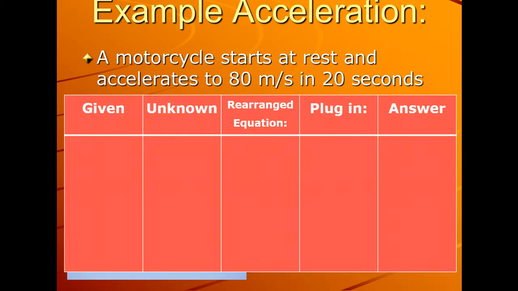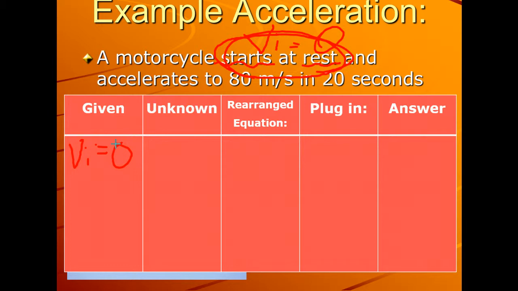Okay, so here's an example problem. A motorcycle starts at rest and accelerates to 80 meters per second in 20 seconds. So let's take a look at a couple things here. The first thing I want to take a look at is if you're starting at rest. What does that mean? Okay. So first of all, we got to take a look at the language here. If you're starting, that's going to be your initial velocity, right? And at rest means you're going 0. So your initial velocity is 0.